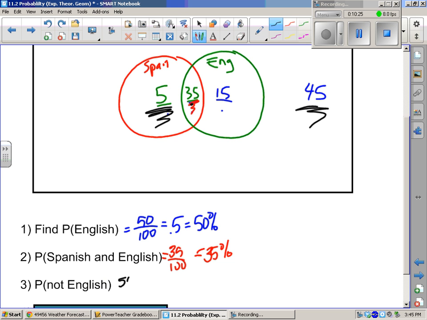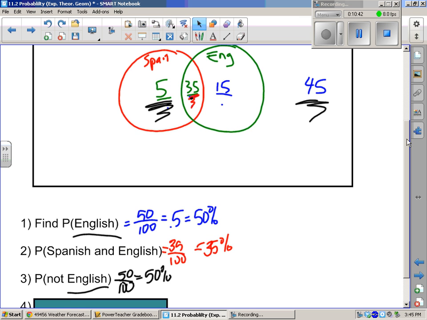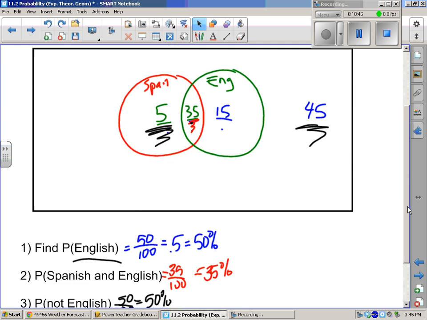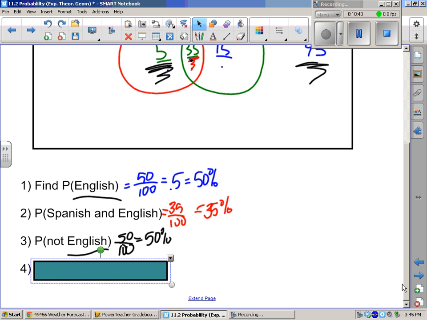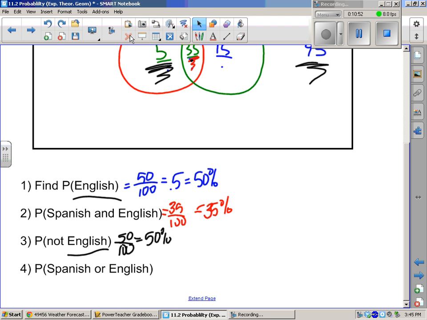Wait, I've got a question. There were 50 people that were taking English. Since we had 100 total, isn't that the same as subtracting? Oh, you could just say the opposite of how many are taking English. That's called the complement. It's the complement. There we go. I'll try to give you compliments along the way. Also, that only works if the events are mutually exclusive, and we're going to talk more about that later on.